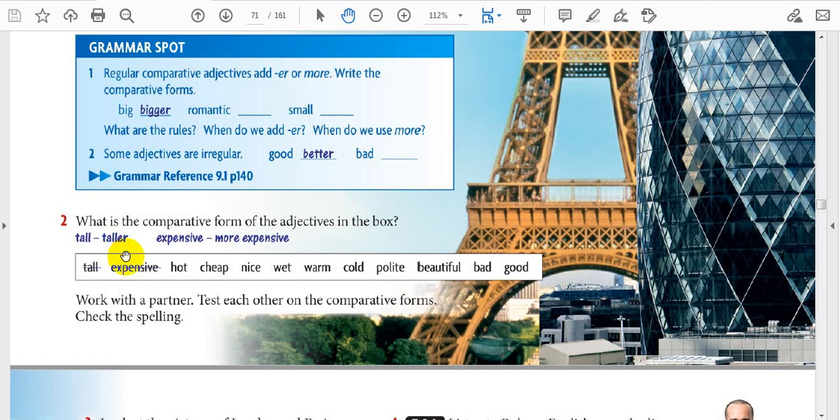Look at expensive. Expensive here contains more than 1 syllable. It has 3 syllables. Expensive, 3 syllables. So we add more here: more expensive, because it has 3 syllables.